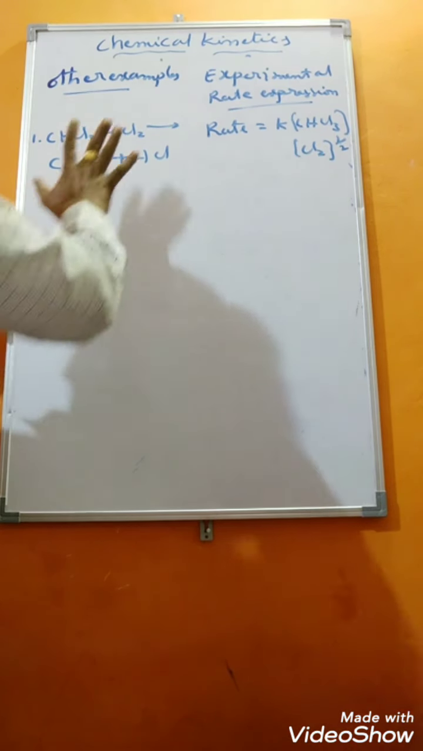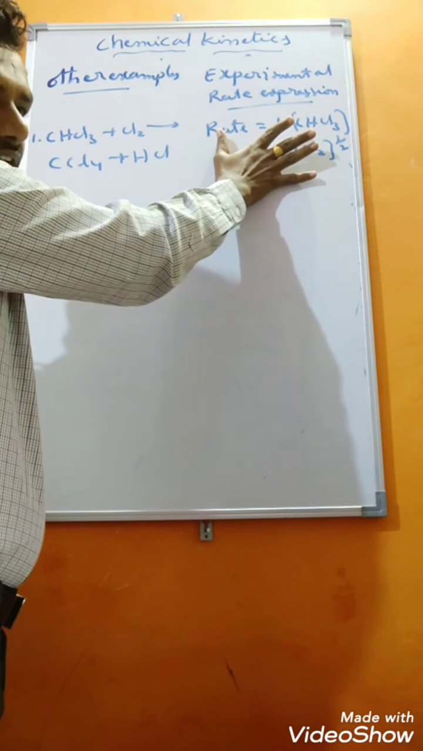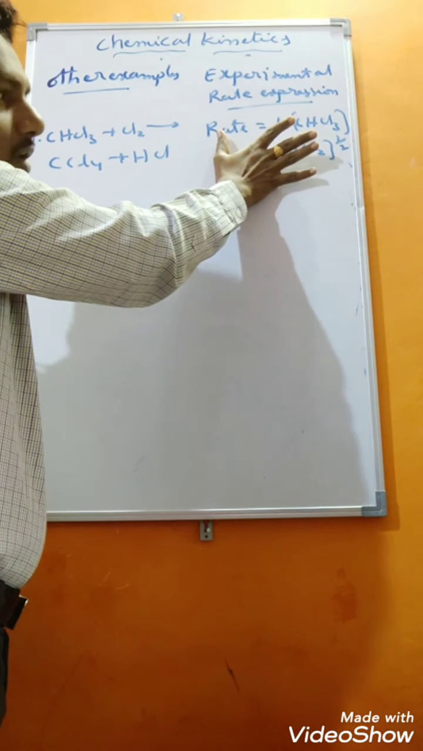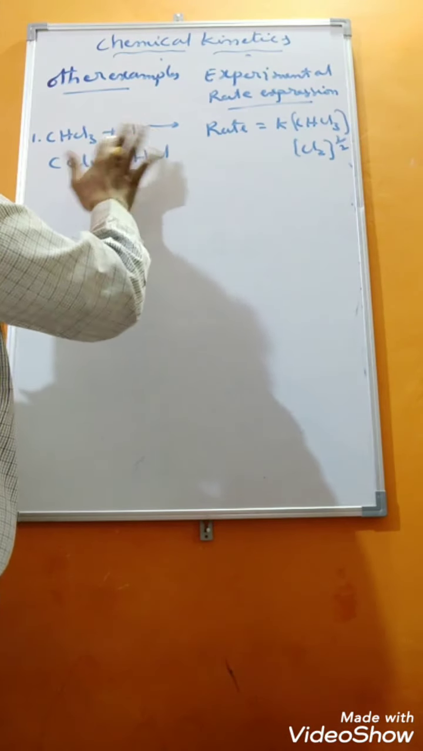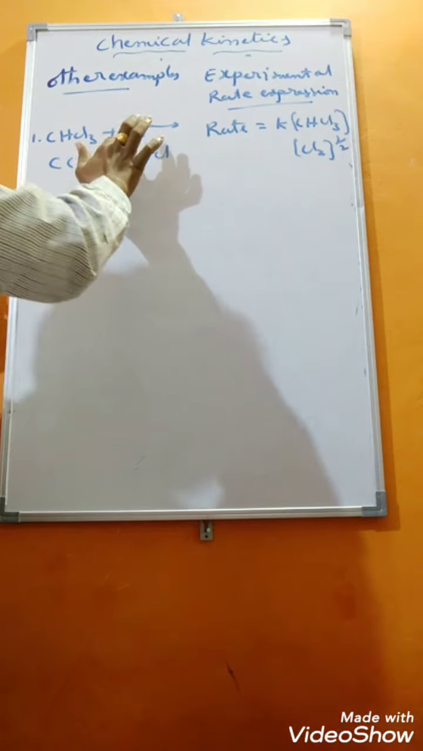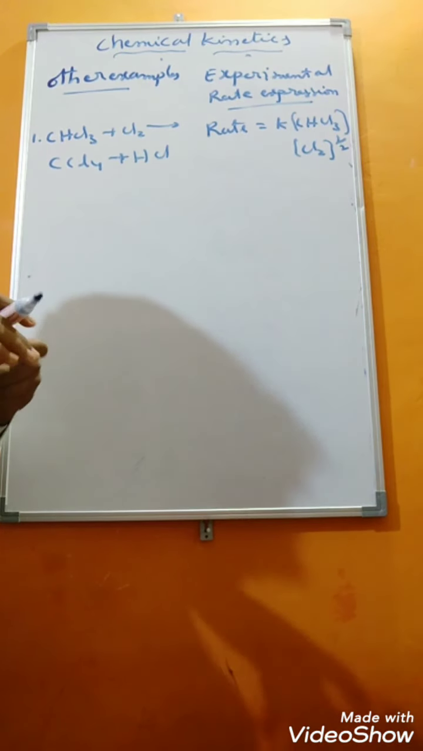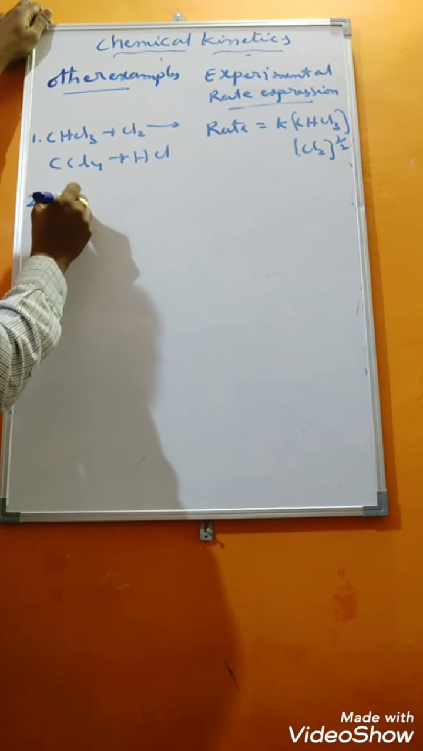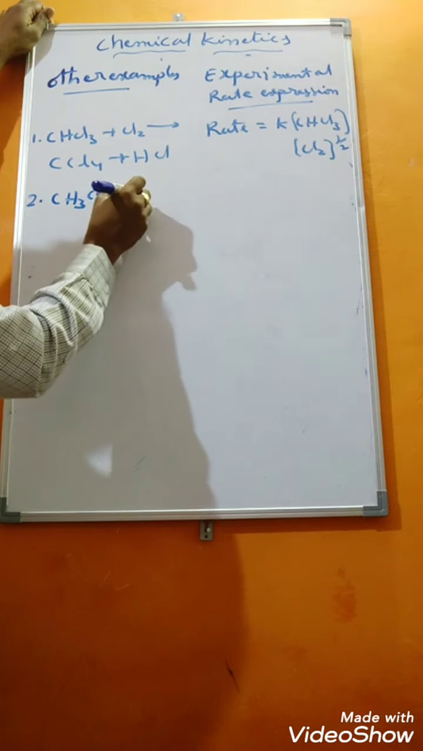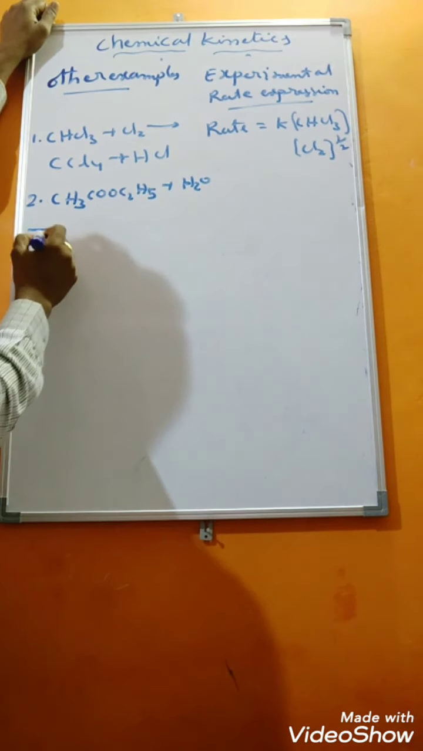So that's why by looking only at the balanced equation, we cannot write the rate expression, because the exponents of the rate expression may or may not be equal to the stoichiometric coefficients of the balanced equation. Got the idea, students?